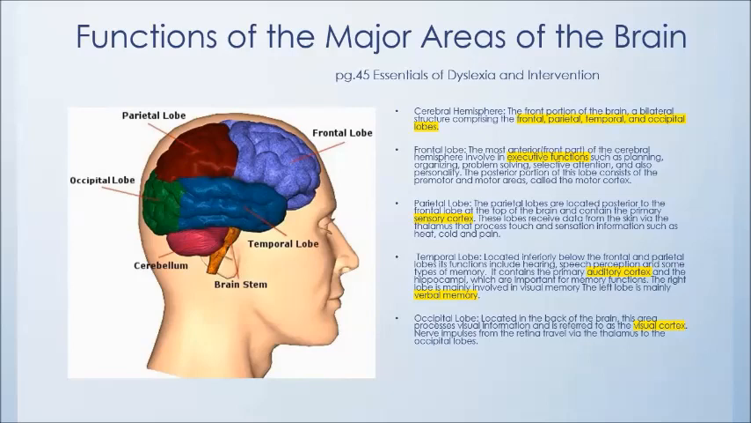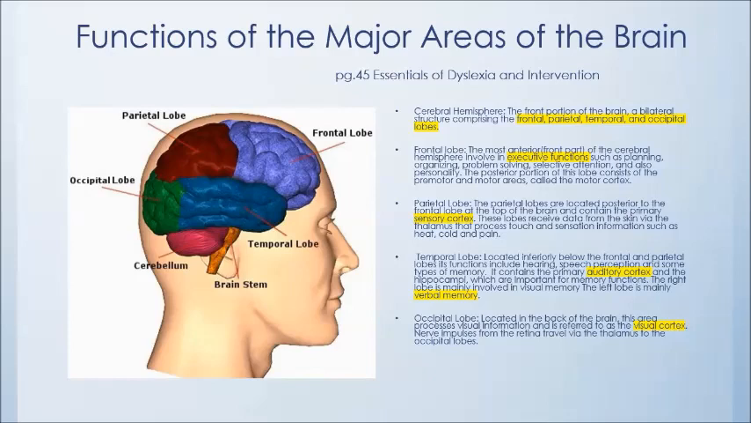The temporal lobe is located inferiorly below the frontal and parietal lobes. Its functions include hearing, speech, perception, and some types of memory. It contains the primary auditory cortex and the hippocampi, which are important for memory functions. The right lobe is mainly involved in visual memory. The left lobe is mainly verbal memory.